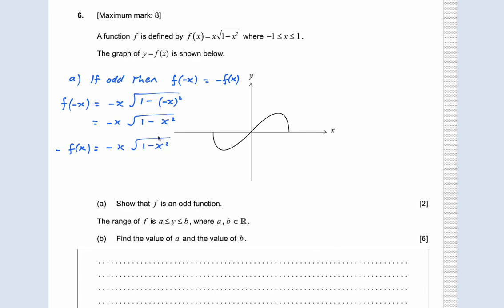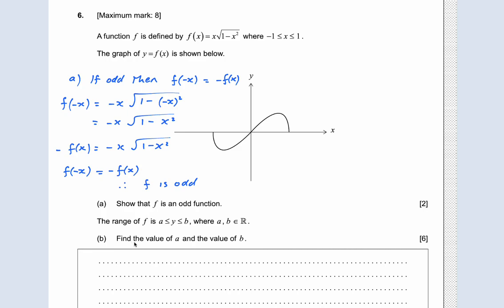Now these two things are the same, so we need to write a conclusion. f of minus x equals minus f of x, therefore f is odd. Okay, fine. Not too difficult. Part B.